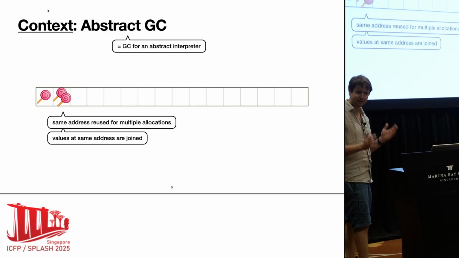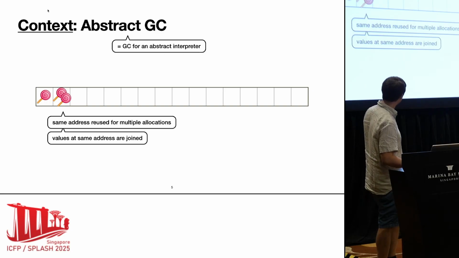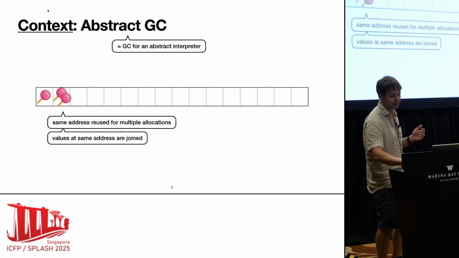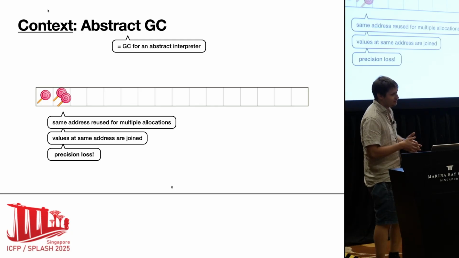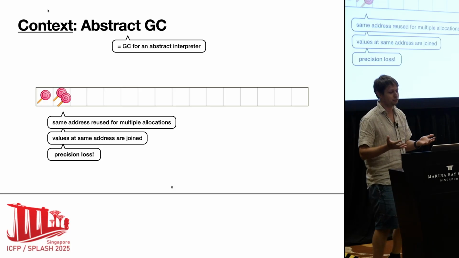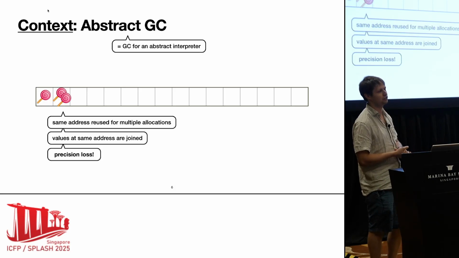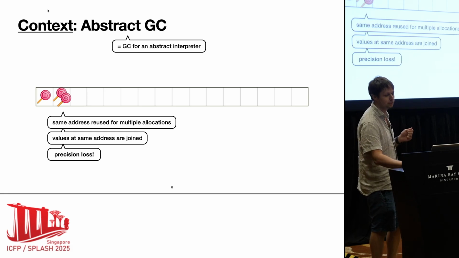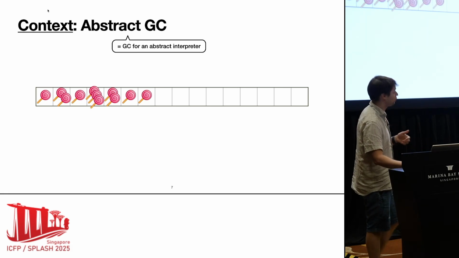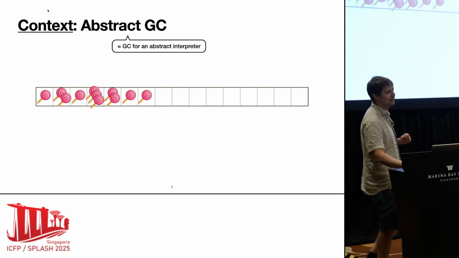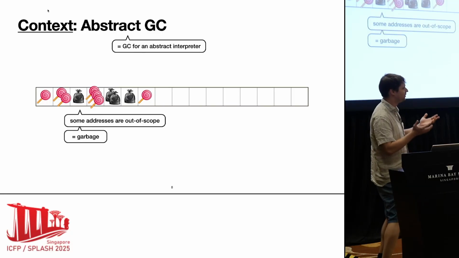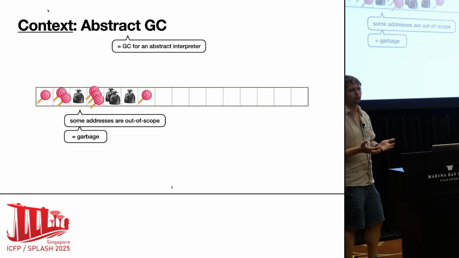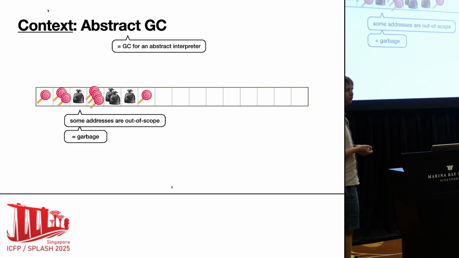allocations. When that happens, values that get allocated at the same address are joined together, which incurs a precision loss, but it's a necessary precision loss that we have to make. It's unavoidable if we want to make sure that our abstract interpreter always terminates. And so if this goes on, then more values get allocated into the store. And well, at some point, of course, some of these addresses are no longer going to be reachable from any component of our abstract interpreter.